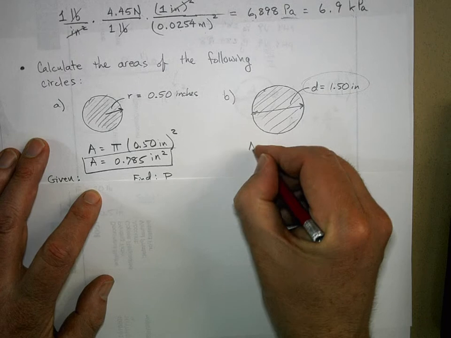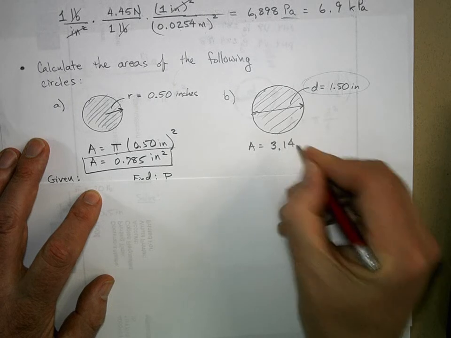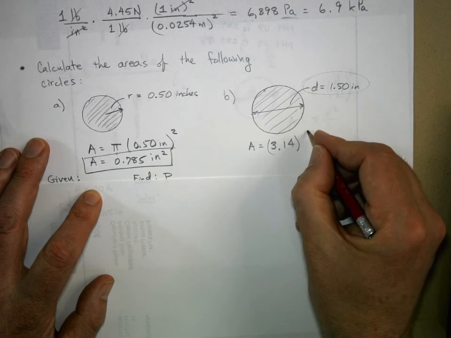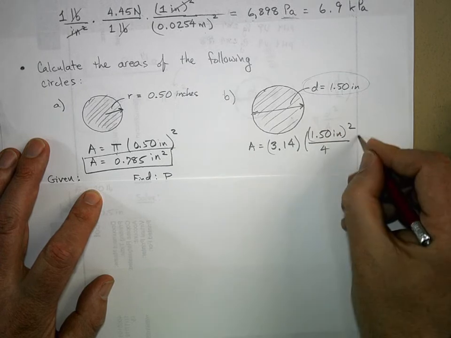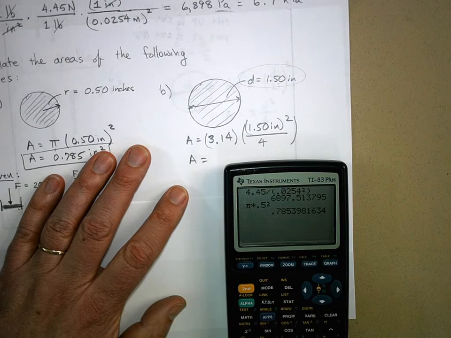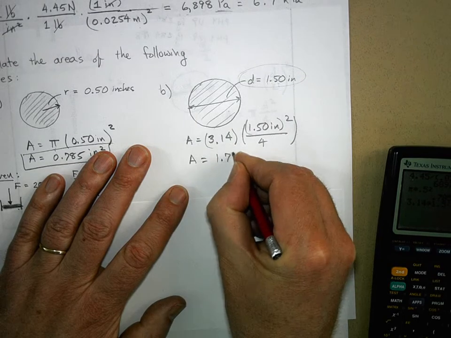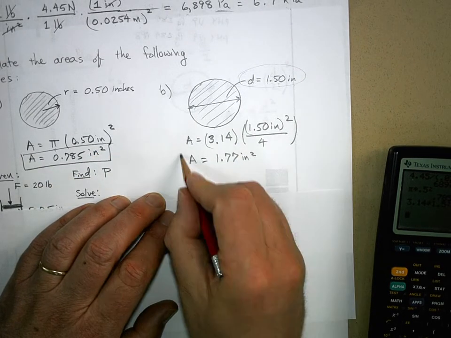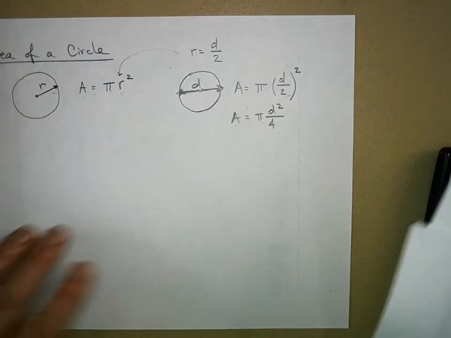Or we can use the formula for diameters. This is pi. If you don't have pi on your keyboard, just use 3.14. That's good enough. Multiply it by the diameter, 1.50 inches squared, and divide that by 4. Let's see what we get. We have 3.14 times 1.5 squared, and then we divide that by 4, and you get 1.77 inches squared. So that should be your answer for this one. Okay? Very good. Now you're going to use those formulas in a minute to solve some problems.